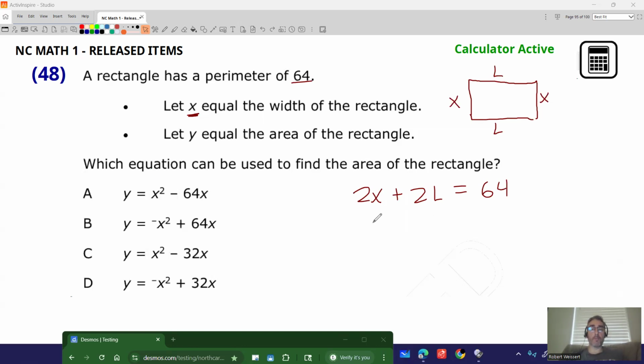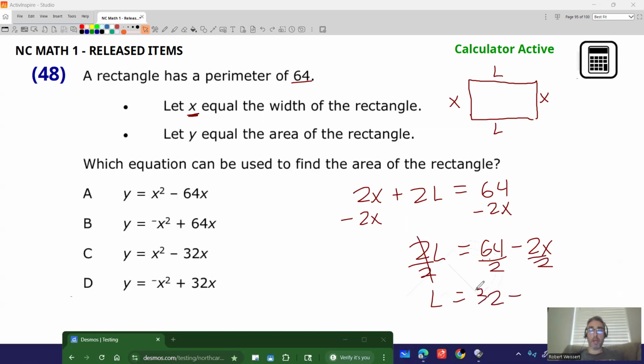Now I can solve this for L. If I take away 2x from both sides, 2L is equal to 64 minus 2x. Dividing everything by 2, my length is going to be 32 minus, and 2x divided by 2 is 1x, so 32 minus x. So now I can get my area in terms of x, since x is my width. Since my area is equal to length times width, I can substitute in for length the 32 minus x. And my width is just going to be x.